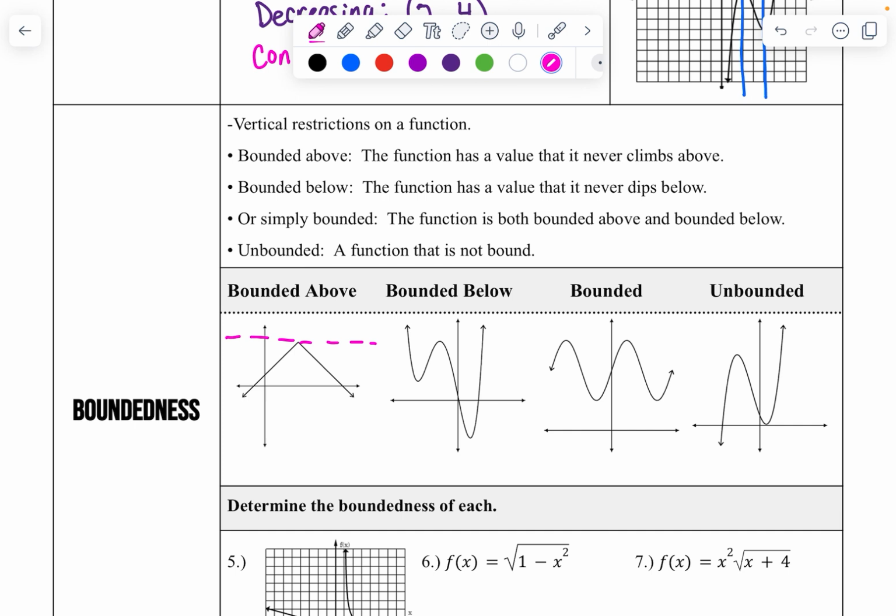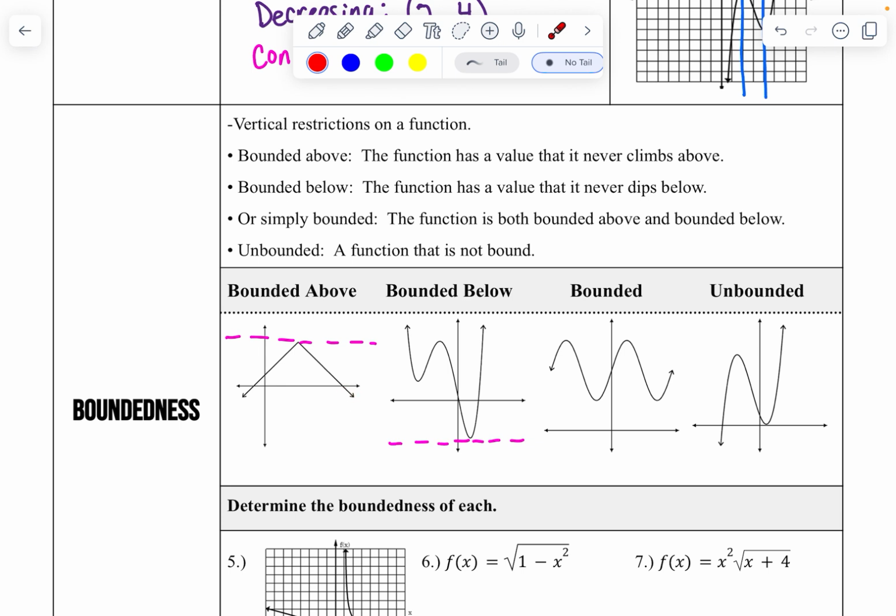Bounded below means we could draw a line underneath it because it has a value that it never dips below. So this is an even polynomial graphed here, and we can see it's got an absolute maximum there. It will never go any lower than that, so it's bounded below. It's not bounded above because it's continuing up to infinity, or the absolute value graph was not bounded below because it's continuing down to negative infinity.